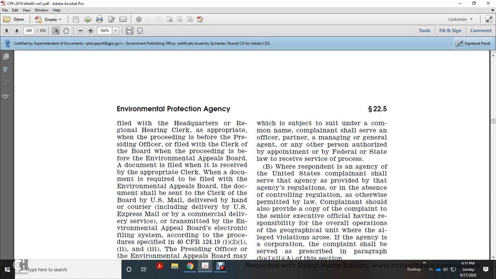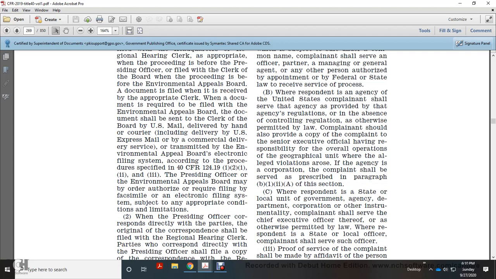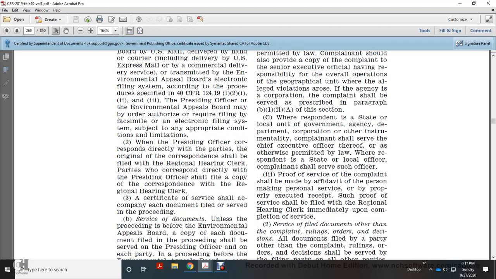If the respondent is a State or local unit of government, agency, department, corporation, or other instrumentality, complainant shall serve the chief executive officer thereof, or as otherwise permitted by law. Where the respondent is a State or local officer, the complainant shall serve such officer.